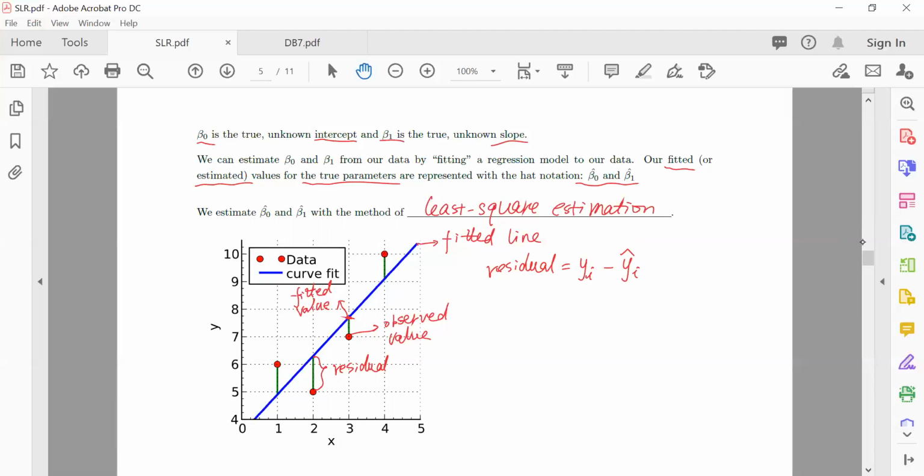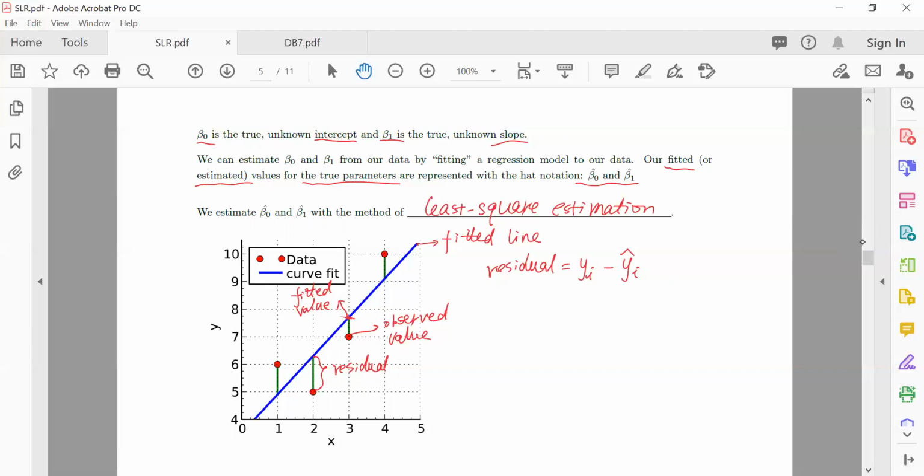Now we want to find a line where those points are as close to the line as possible. That will be the best fitted line to describe the pattern of the data, right? So we want those points to be as close to this line as possible. So how do we make those residuals small? How do we find a line that will make those residuals small?